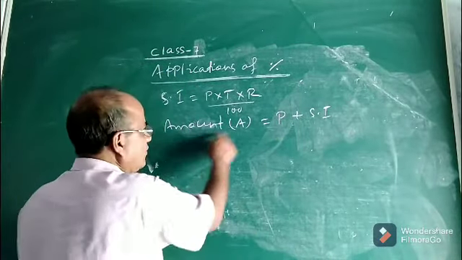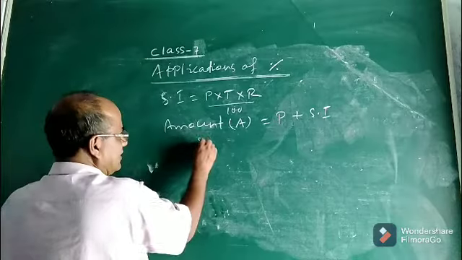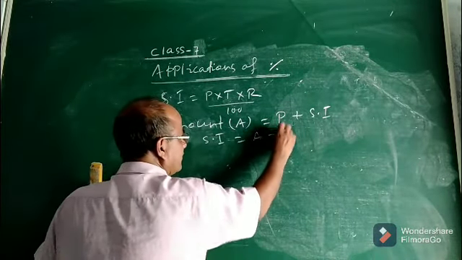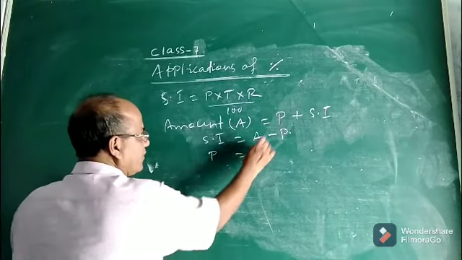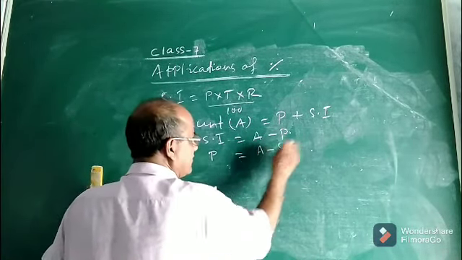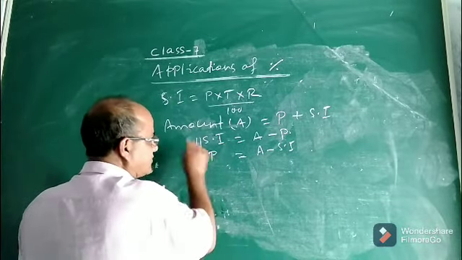Okay. So if amount is principal plus simple interest, then what will be the formula for simple interest? It will be amount minus principal. What will be the formula for principal? It will be amount minus simple interest. Just from this formula you can derive these two.